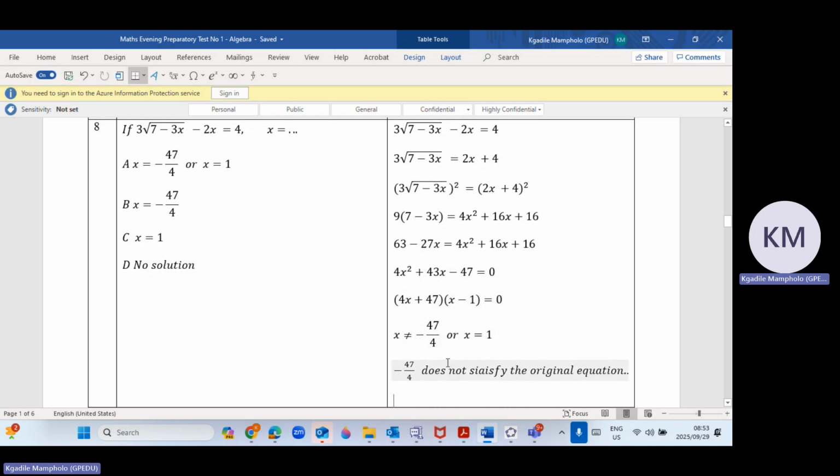Remember, when you deal with square roots, you must substitute those values into the original equation to check whether they satisfy it. Now, here 1 satisfies the original equation, but negative 47 over 4 does not satisfy the original equation. That is why we reject it.